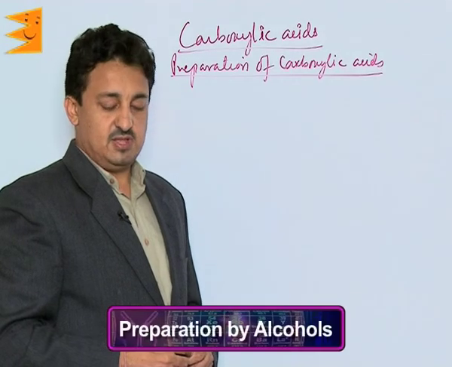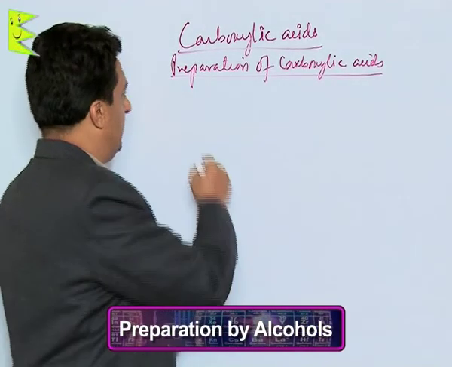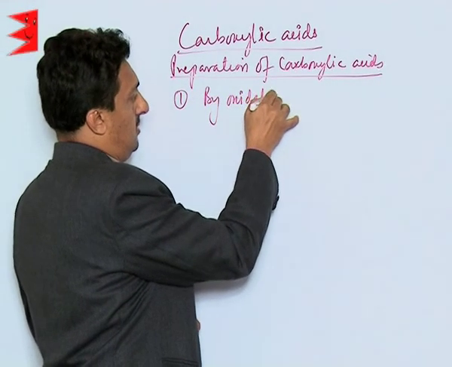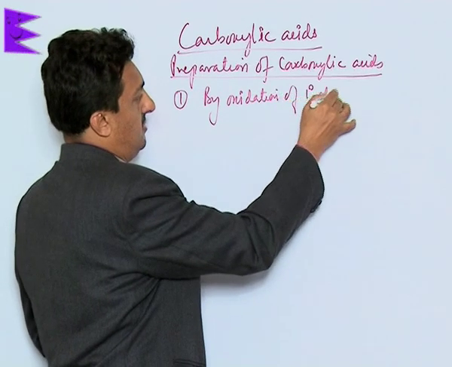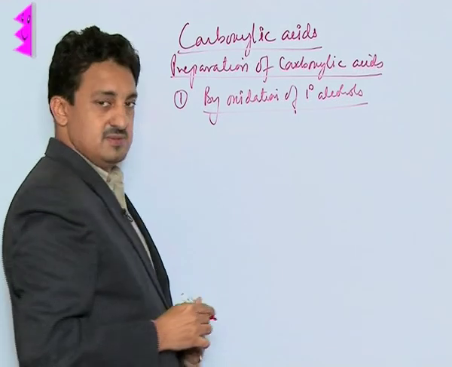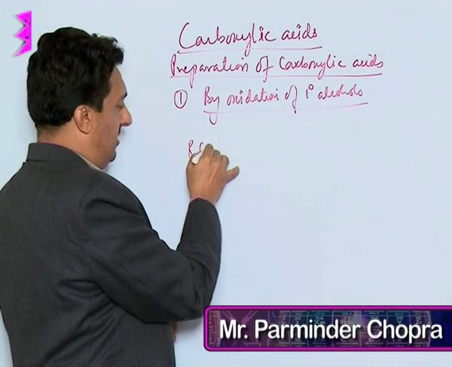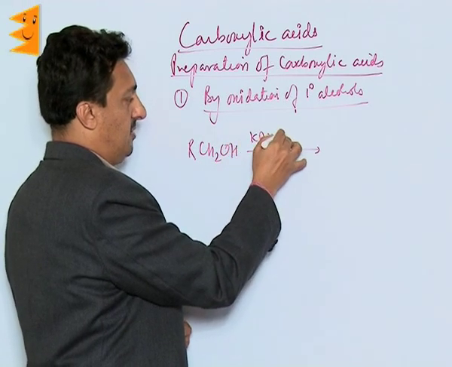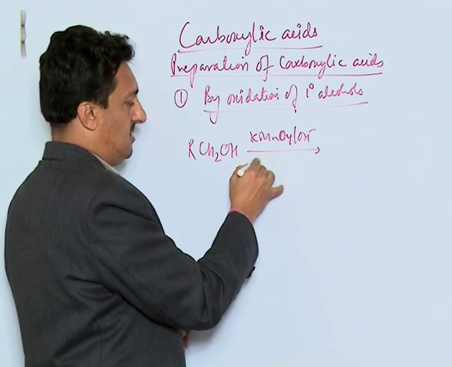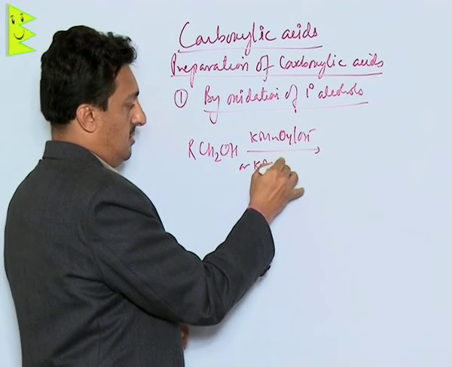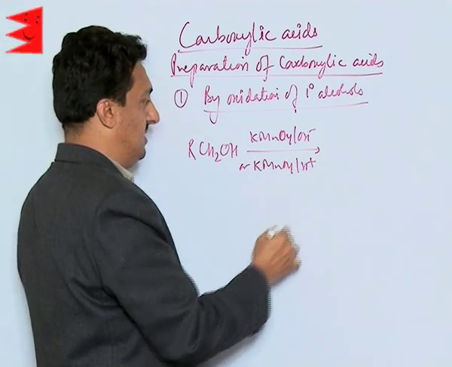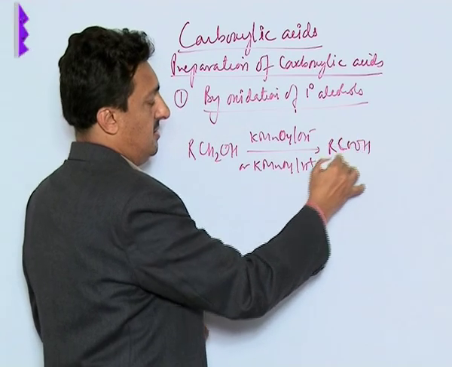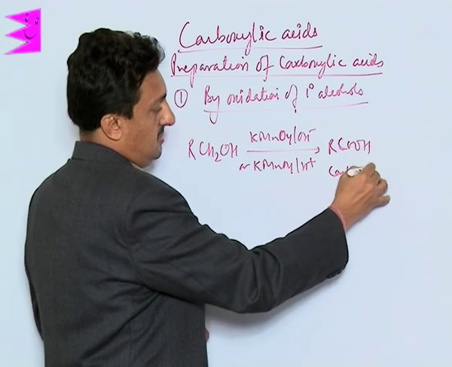Let us see the preparation methods of carboxylic acids. The first in the list is by oxidation of primary alcohols. See, primary alcohols on oxidation by using KMnO4 in basic or KMnO4 in acidic medium get oxidized to the corresponding carboxylic acids.